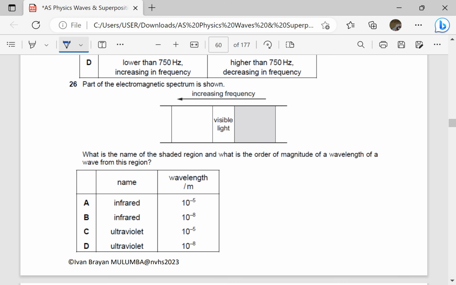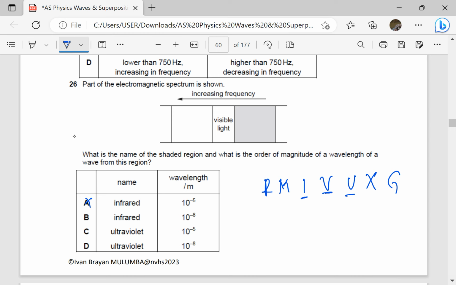Part of the electromagnetic spectrum is shown here. We have visible light, increasing frequency. What is the name of the shaded region, and what is the order of magnitude of wavelength of wave from this region? If we have visible next on the left hand side, it is infrared. On the right hand side is ultraviolet. So the shaded region is ultraviolet.